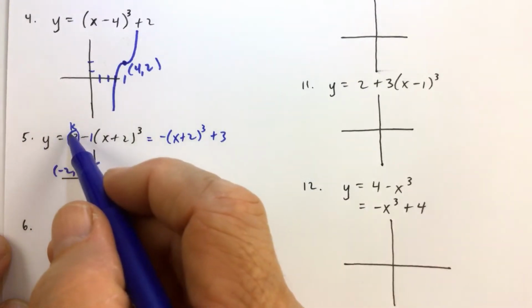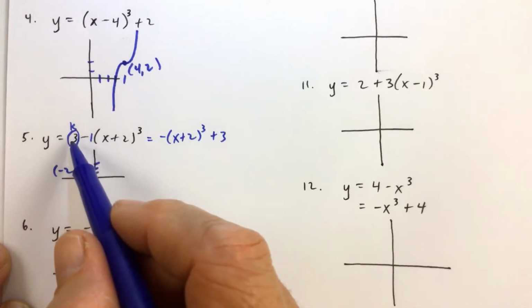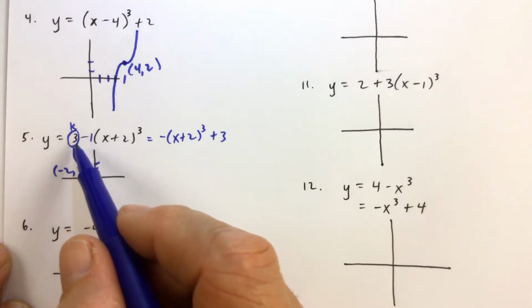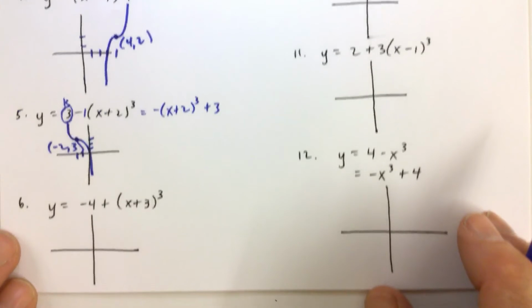So that's how we deal with that number that's just sitting out there in the beginning here. Normally when we see a number in the beginning, that's our a, but not if it's not attached or being multiplied by the set of parentheses.